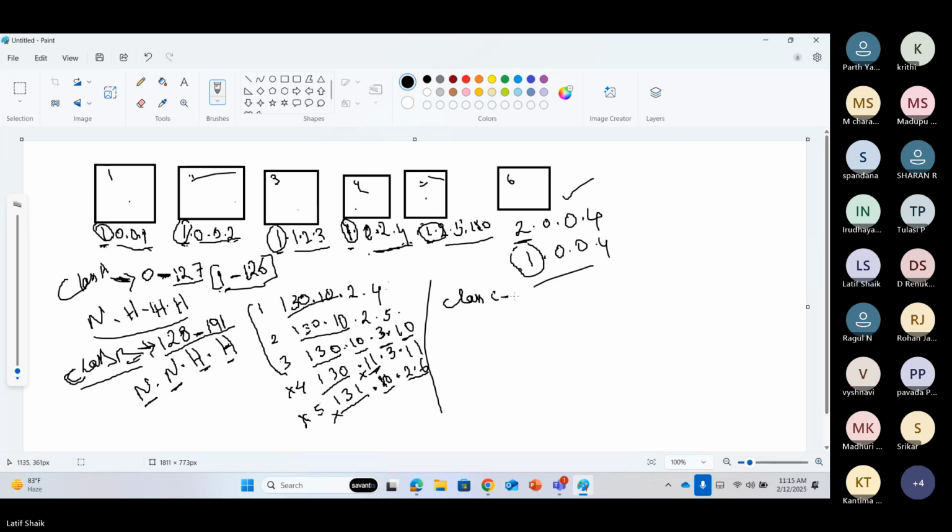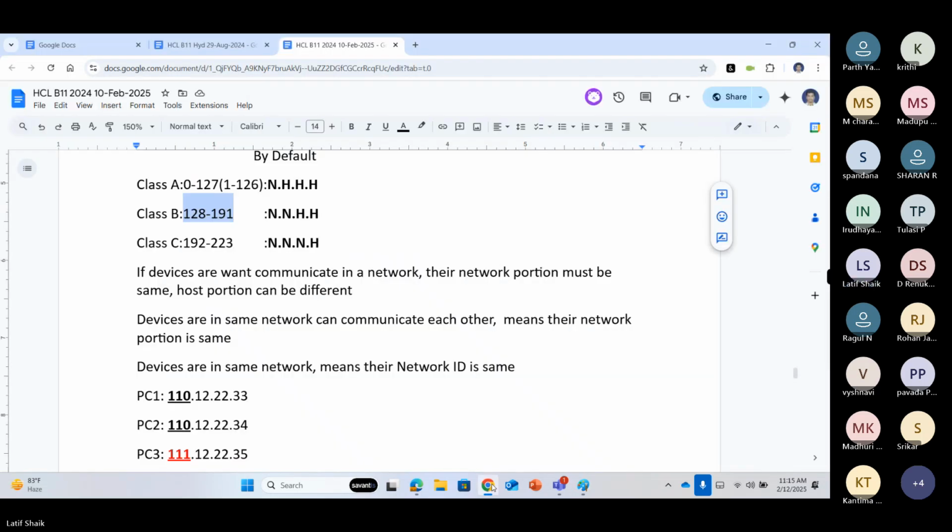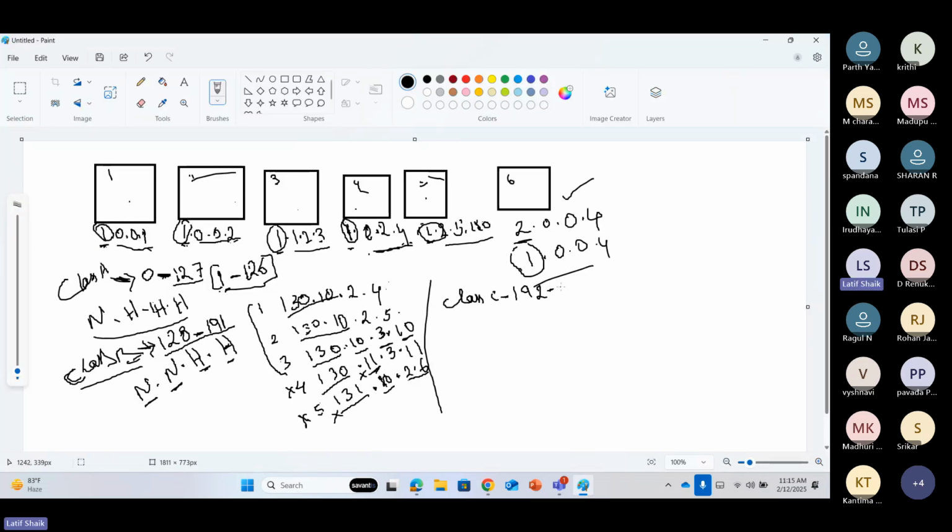The class C range is 192 to 223. Very good. This is the class C range. Any IP address whose first octet is between 192 and 223 belongs to class C.